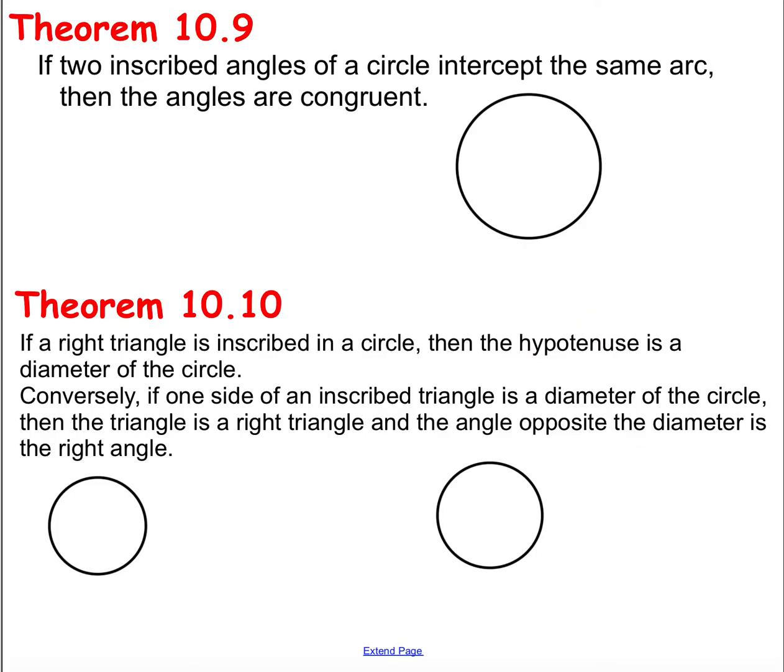Now, theorem 10.9. If two inscribed angles of a circle, let's stop right there and draw what that says. If we have two inscribed angles of a circle that intercept the same arc, okay? So I'm going to draw two angles that intercept this arc right here. I'm going to draw two angles that intercept that arc. Here's one.